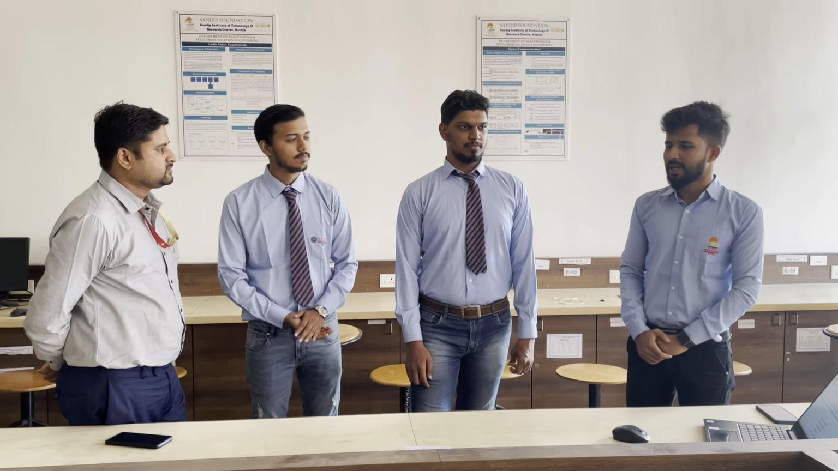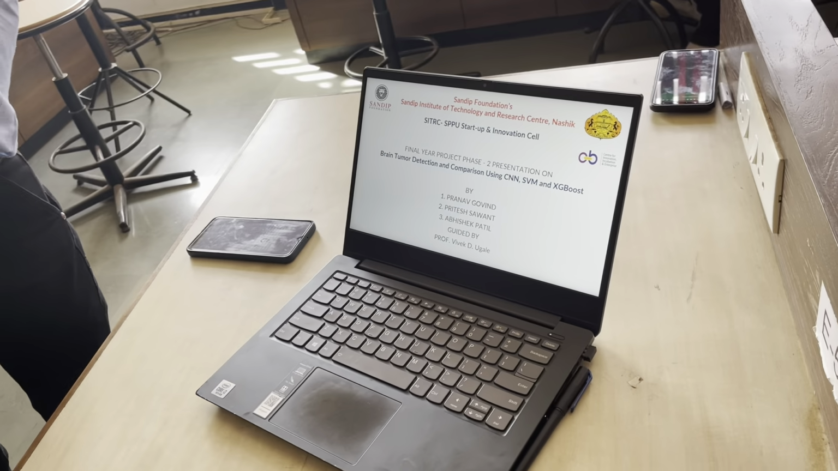Good afternoon. I am Ritesh and these are my teammates Abhishek and Pranav, and we are working on a particular project, and our project name is brain tumor detection using CNN, SVM and XGBoost.